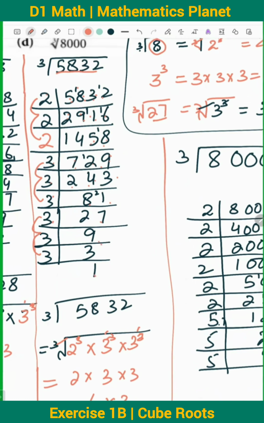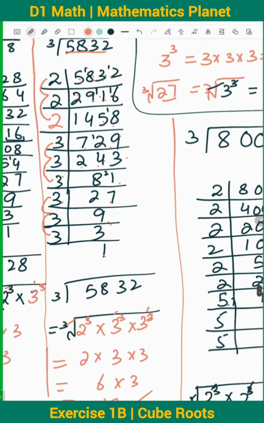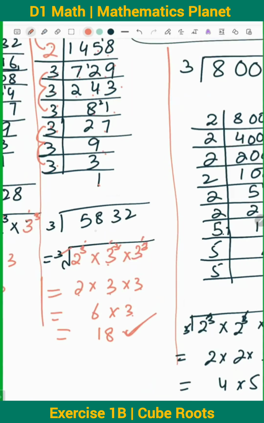Now, in the cube root, we have to take groups of three. So 2 cubed, 3 cubed, 3 cubed. Now all of the cubes cancel with the cube root. We get 2 times 3 times 3, which is 6 times 3, 18. So your problem was a very big number, 5832, and the answer is 18, the cube root. Got it?